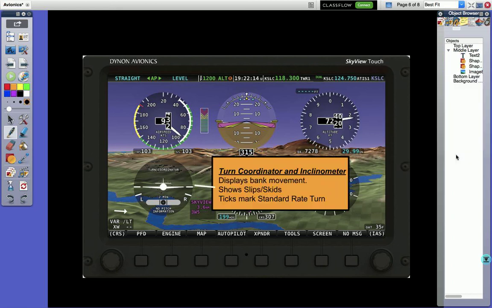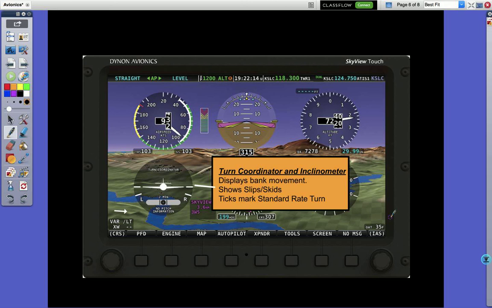Next thing we're going to talk about is our turn coordinator and our inclinometer. This is going to display our bank movement. Anytime the aircraft is turning, those little wings of that airplane are going to show you the direction of the turn. That does have to be functioning. It is a required instrument for VFR and IFR flights. It does display bank movement. It also is going to show the slips and the skids.